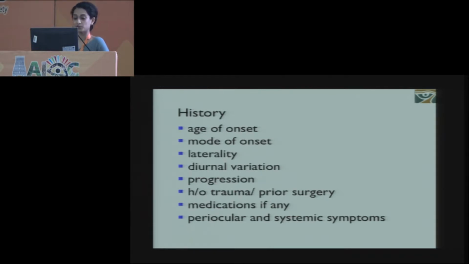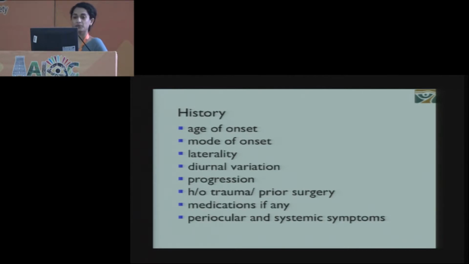Progression, again very important. History of trauma and prior surgery is very, very important. Some patients can hide the previous history of surgery from you. They just come to you as a new patient, and when you open up, you see all fibrotic tissue over there. So it helps you to plan your surgical management better. All these things should be in your history when you take a case for ptosis.